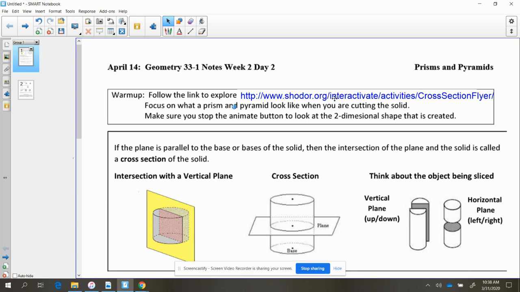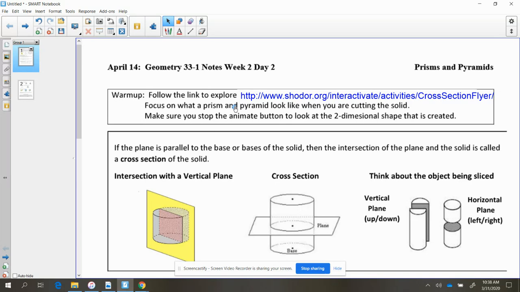Hi everybody, today we are going to explore the second part of the 33-1 notes, so week 2, day 2, and this is going to talk a little bit more about prisms and pyramids and specifically start focusing on cross sections. Now you're going to notice up at the top of the page a link, and what I want you guys to do right now is to pause the video, click on the link, and play around a little bit with the prism and pyramid cross sections that you're seeing in there.